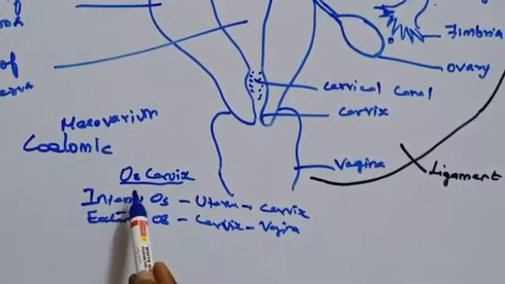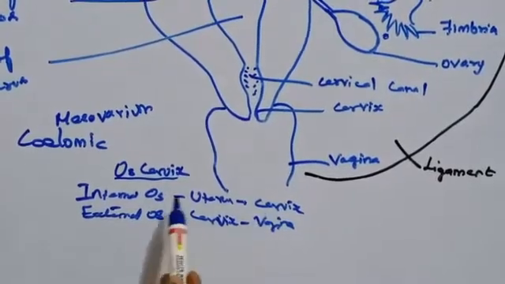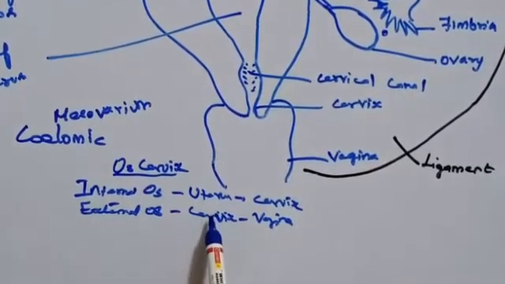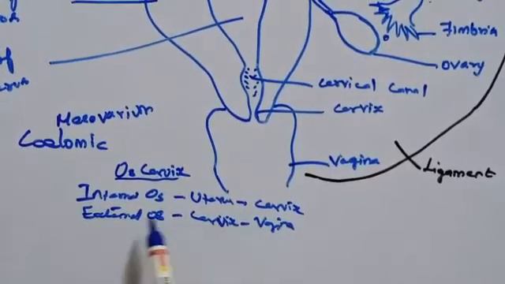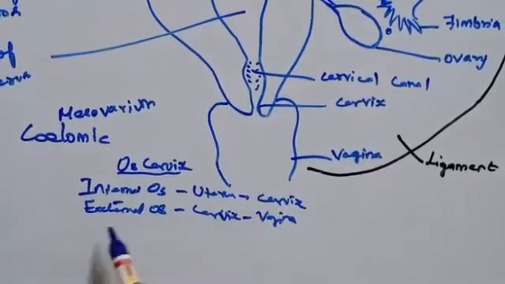The body of the uterus communicates with the cervix through an opening called the internal os. And then the cervix communicates with the vagina by means of the external os. The vagina is the copulatory organ.